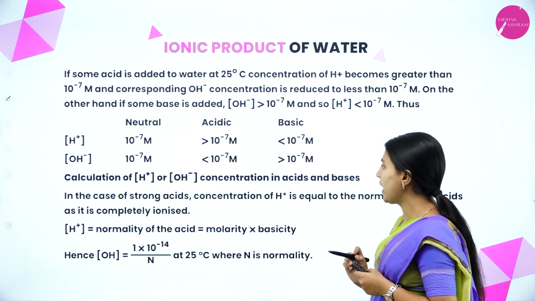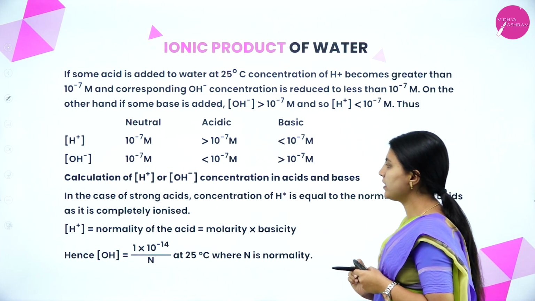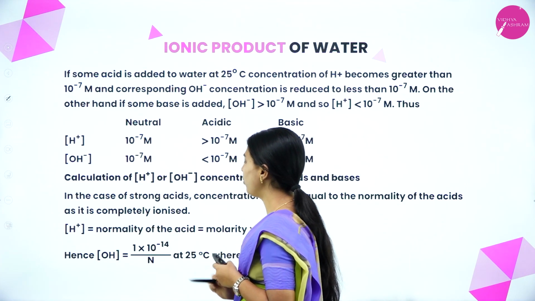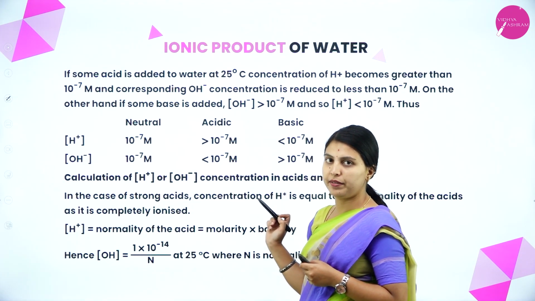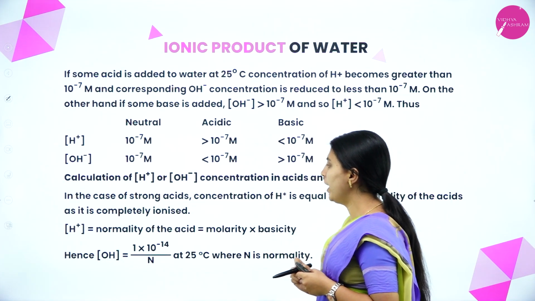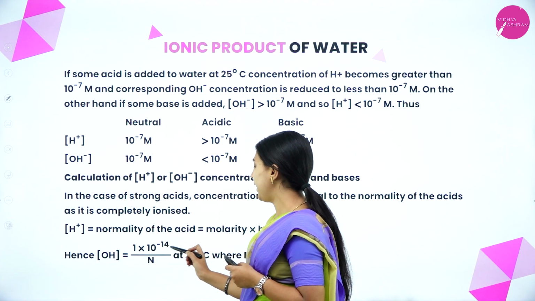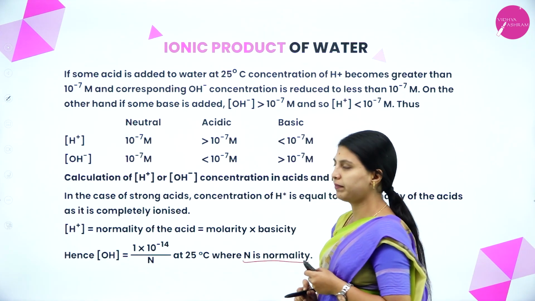In the case of a strong acid, concentration of H plus is equal to the normality of the acid as it is completely ionized. Concentration of H plus equals normality of the acid, equal to molarity into basicity. Okay, this is the formula. Hence, OH minus will be equal to 1 into 10 to the power of minus 14 by N at 25 degrees Celsius, where N is normality.